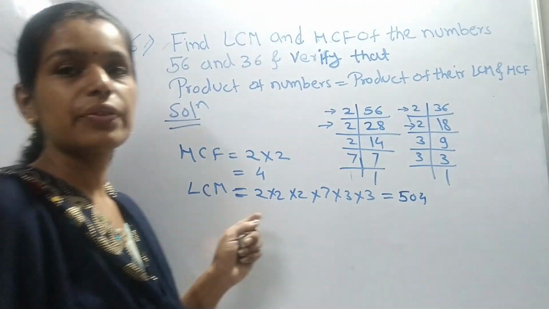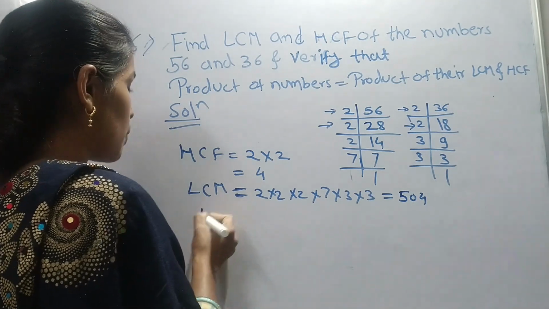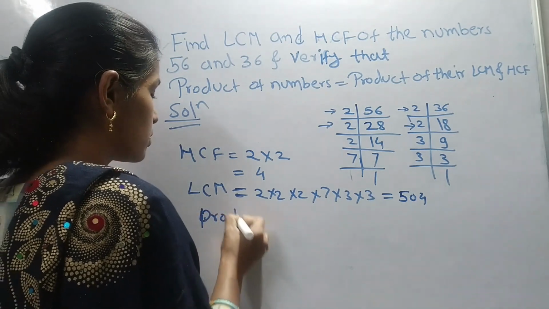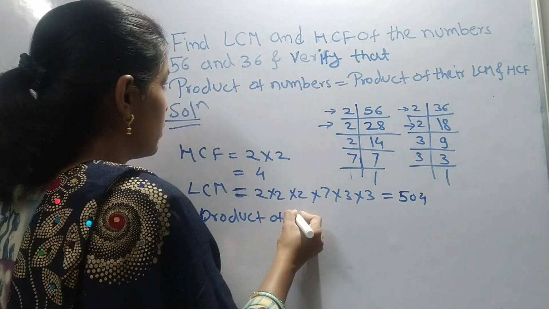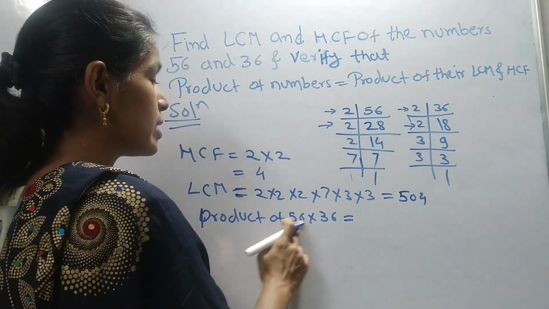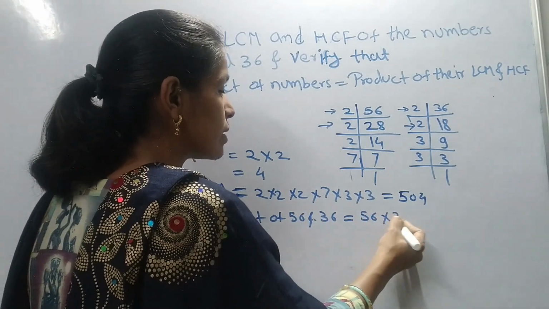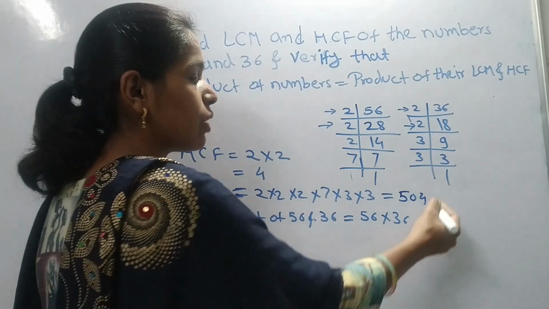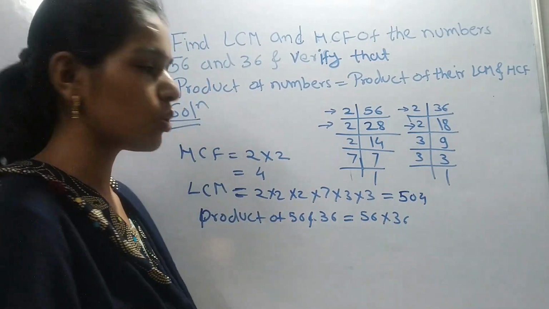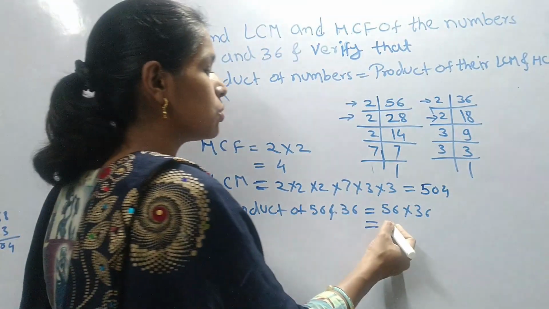Okay, now let's find the product of the given numbers, that is 56 and 36. So product of 56 and 36 is equal to 56 multiplied by 36. You have to perform the steps of multiplication over here. So the product of 56 and 36 is equal to 2016.